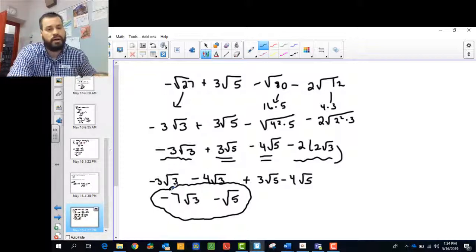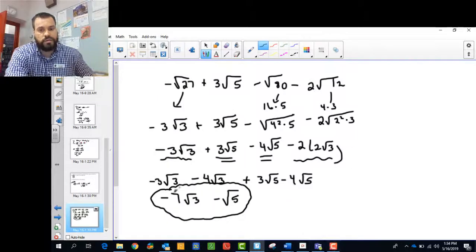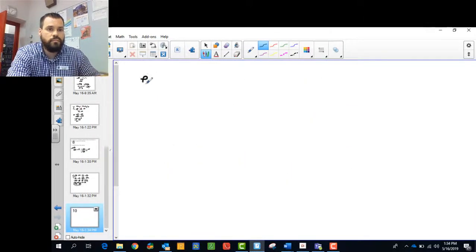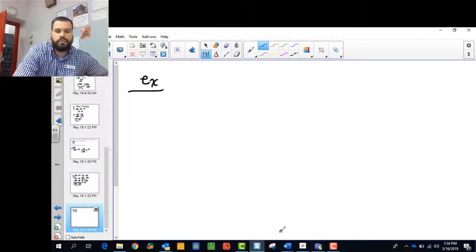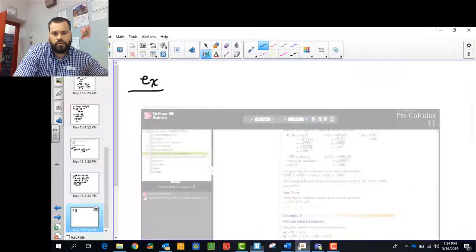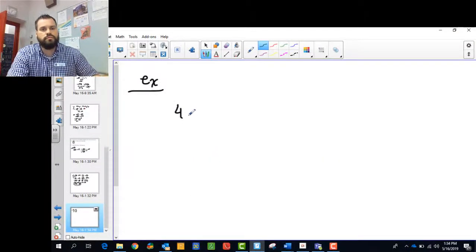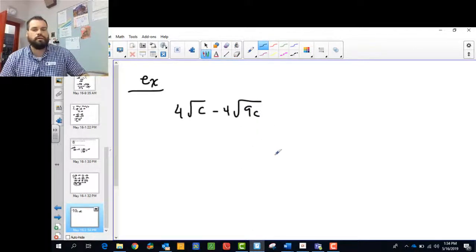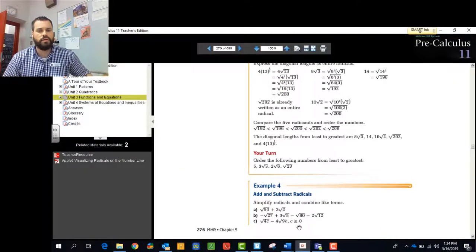So that's how you add and subtract like terms or radicals in general. We're going to do the third example, which is root 4c minus 4 root 9c. So 4 root c minus 4 root 9c. Okay? And you'll notice that it says c has to be greater than or equal to 0.